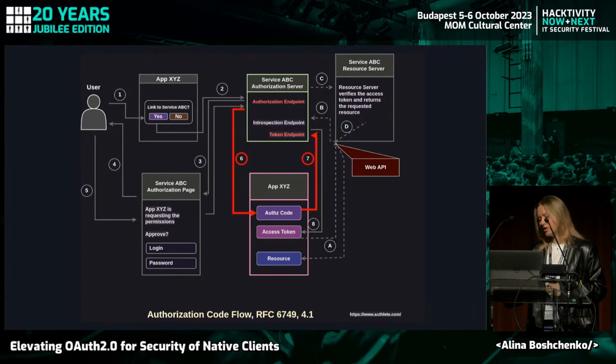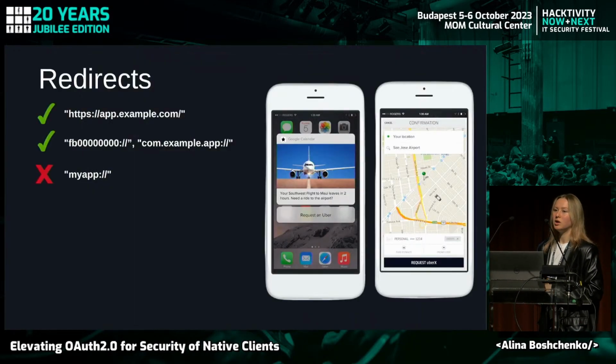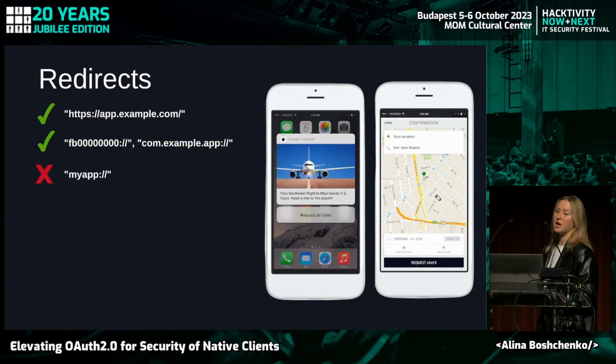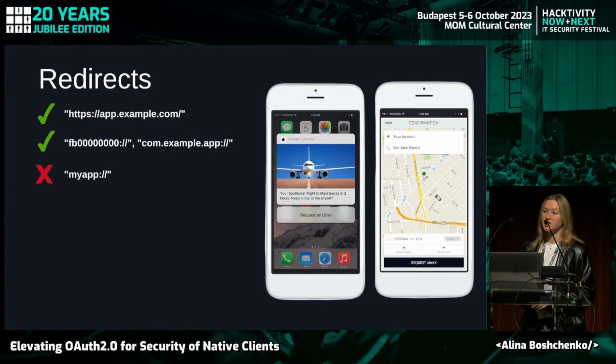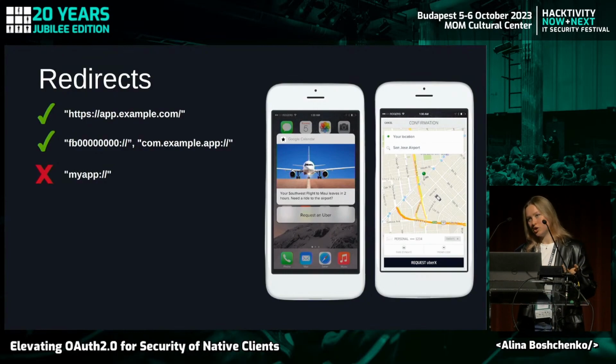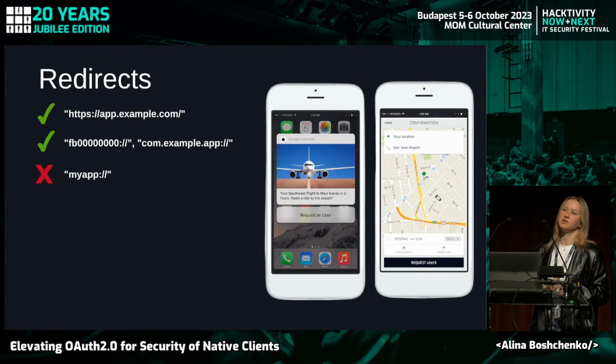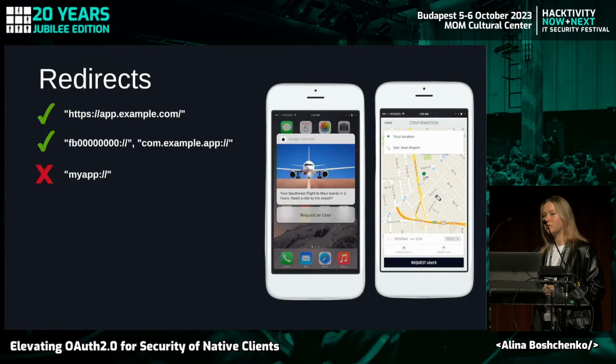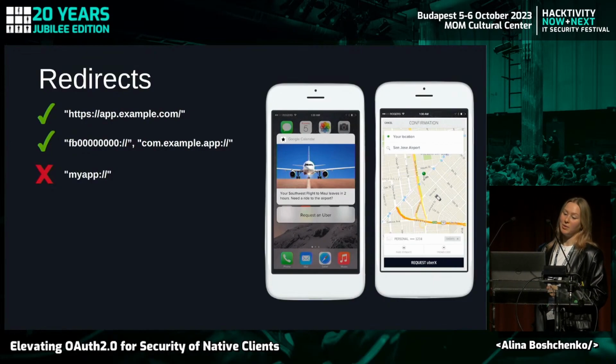But what do those redirects look like? Well, on the picture on the slide, we see the very typical case. You've probably seen this millions of times when you click on a certain link and you get redirected to the application instead of opening it in the browser. And some operating systems allow applications to claim certain URL patterns, meaning that if you access these URL patterns, instead of opening the browser window, you're going to open the application.